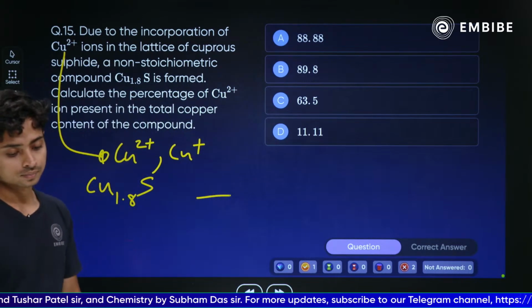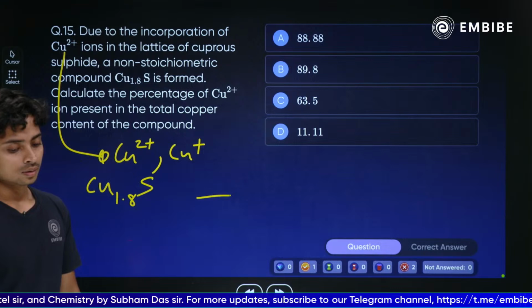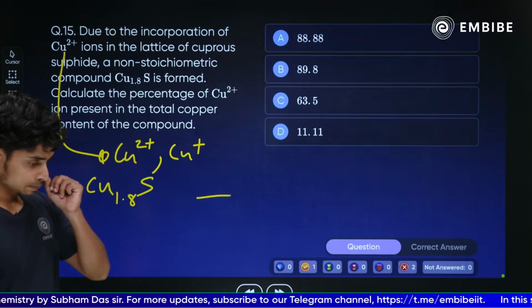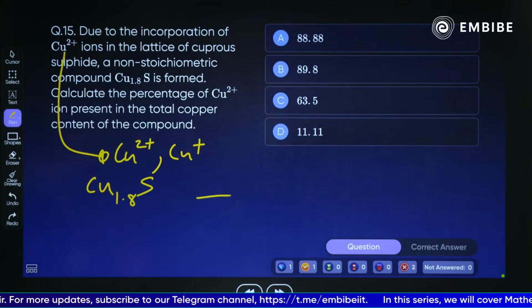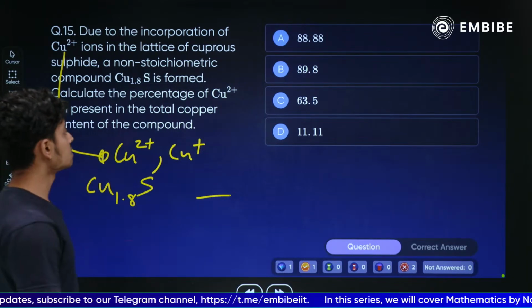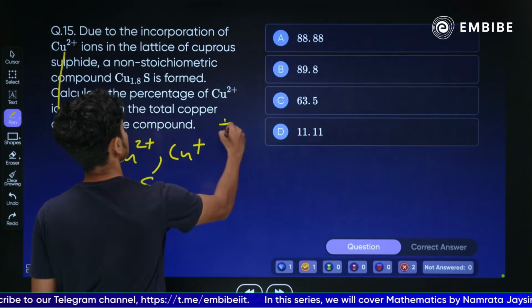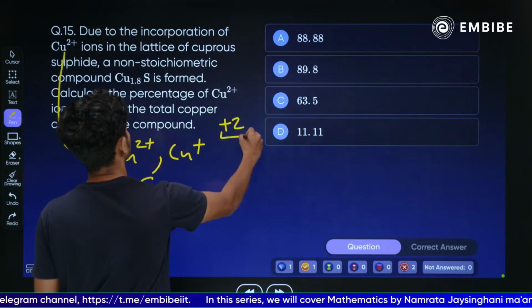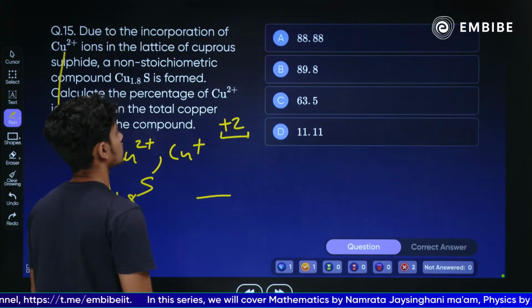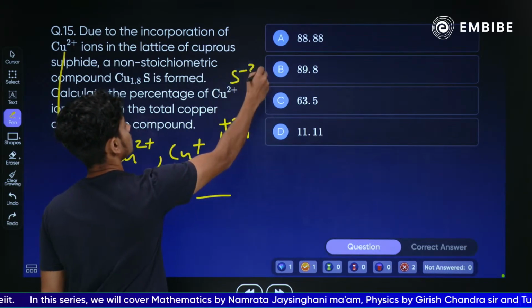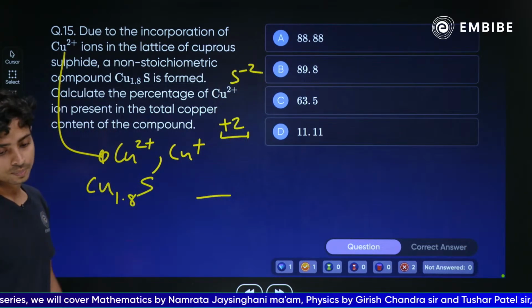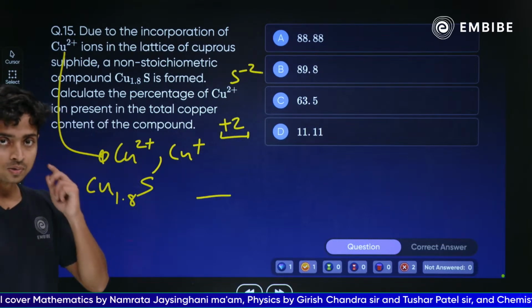So the total charge effectively has to be plus 2, because the sulfide ion has a charge of minus 2, so the total charge has to be plus 2.